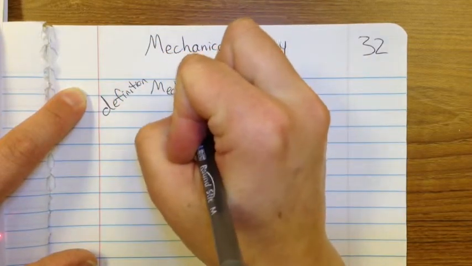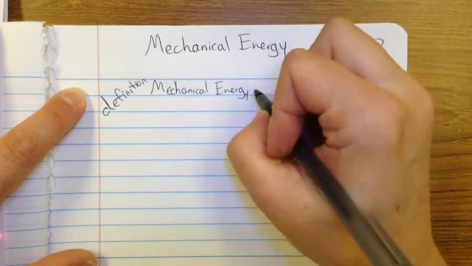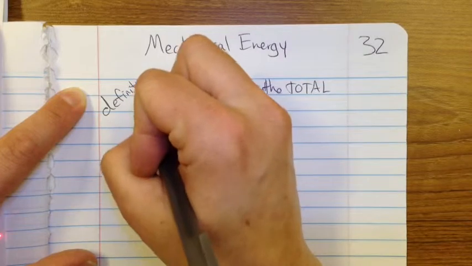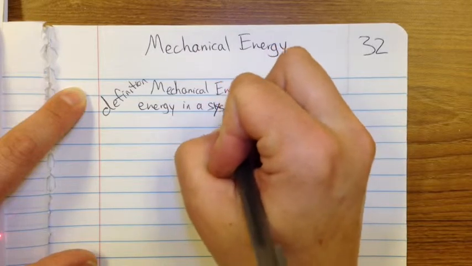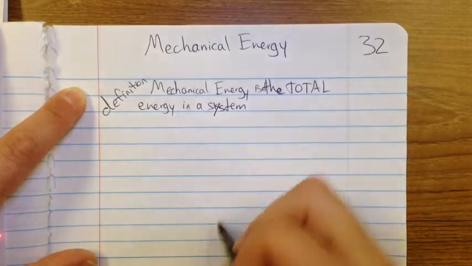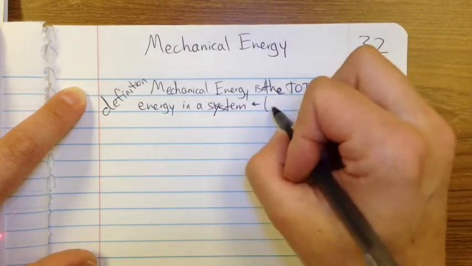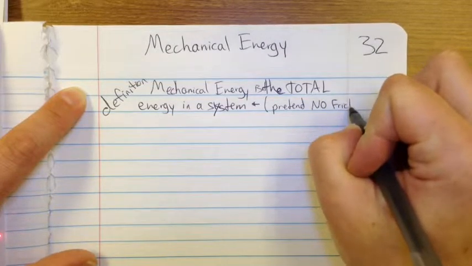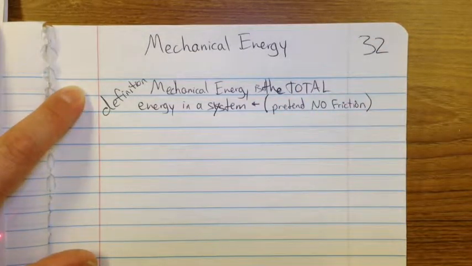Mechanical energy is the total energy in a system. Now, a system is anything where we can isolate the movement of a single object without any outside forces acting on it. Easy way to think about this is we're just going to pretend there is no friction. If you can pretend there's no friction and you have an object where no extra force is being added, we pretty much have a system.